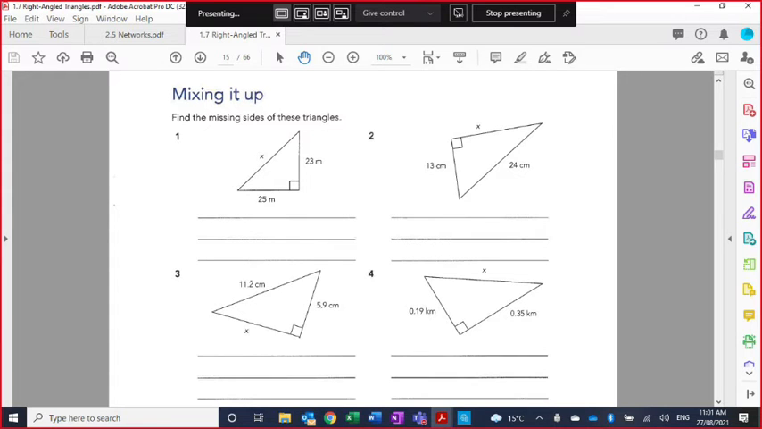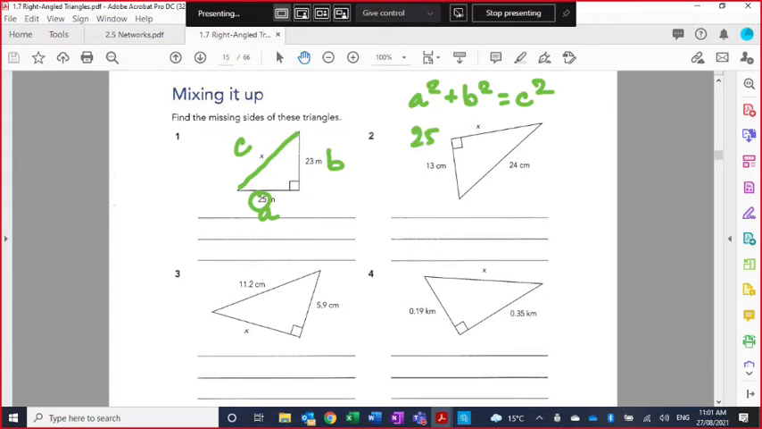Again, A and B are interchangeable, so I'll just call that one A and that one B. But because this is the long slanted side, the hypotenuse, it has to be C. Okay? So then I know my formula is A squared plus B squared equals C squared. Don't forget those squares.